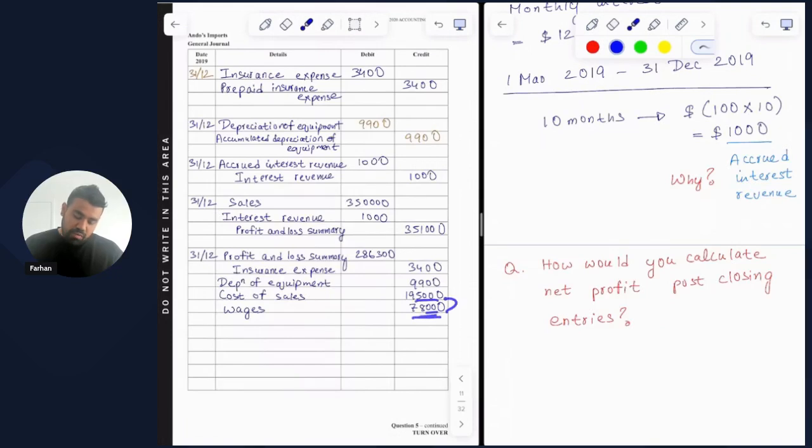So altogether, these four come out to be $286,300. So you debit profit and loss summary, and you credit each and every expense that you have. Now, I've got a question. How would you calculate net profit post the closing entries?